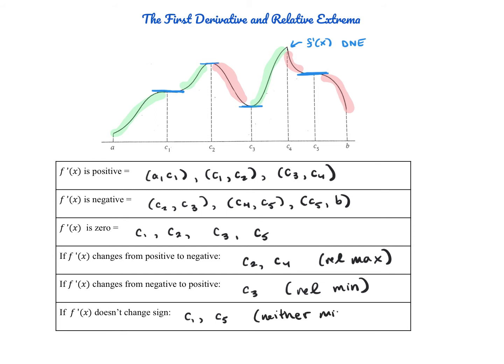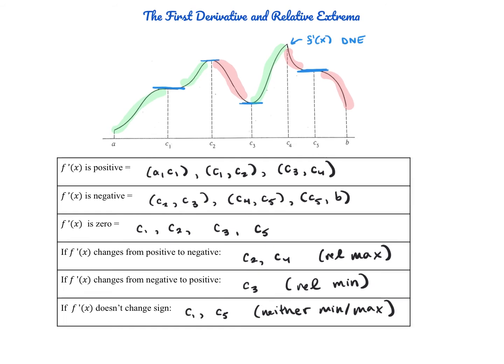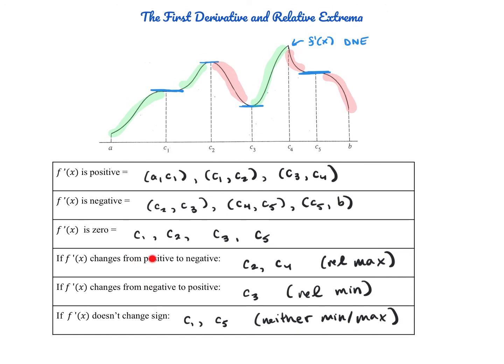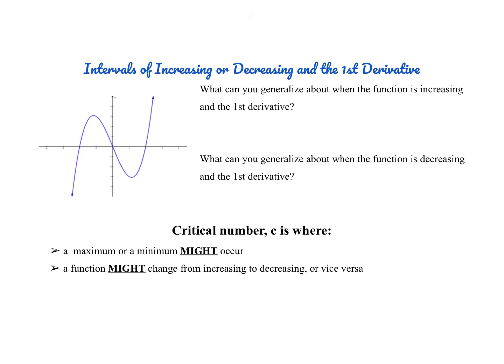Neither min nor max. But again, you can see when our derivative does change sign, we have some type of relative minimum or maximum. All right, and now we're going to start generalizing what we know about our first derivative and how that is related to where our graph is increasing or decreasing.